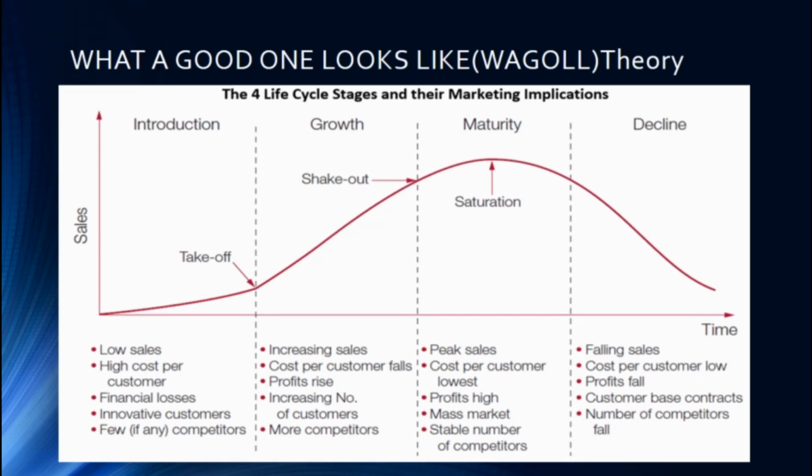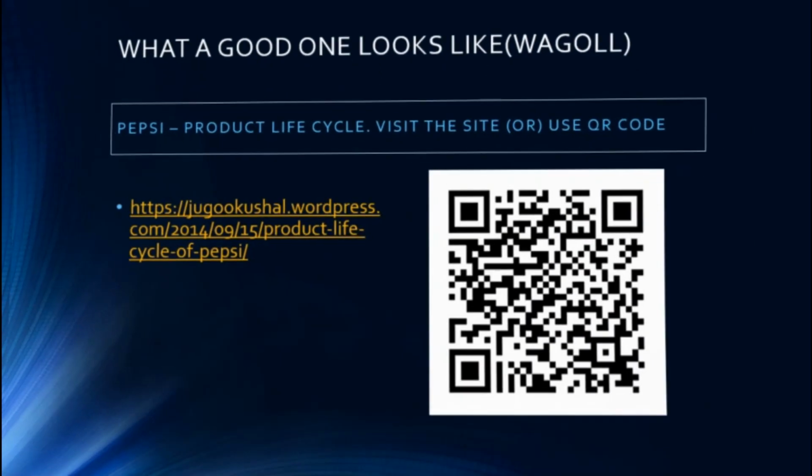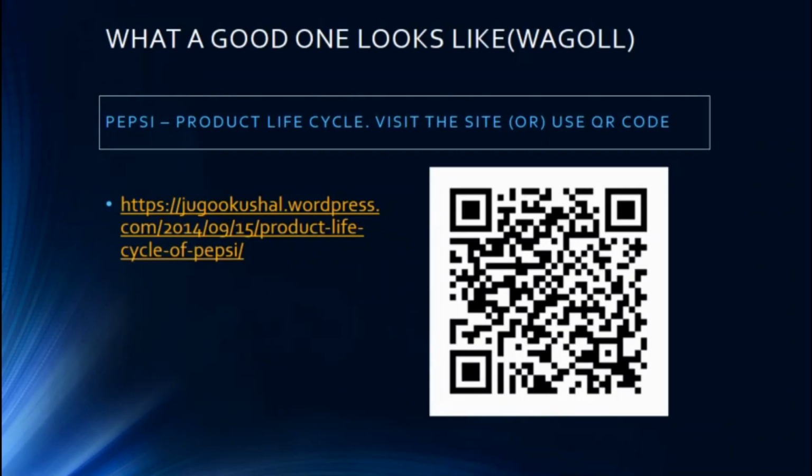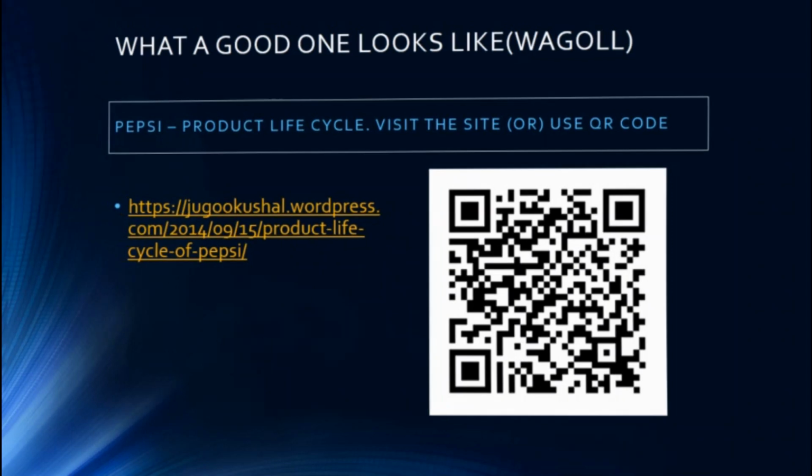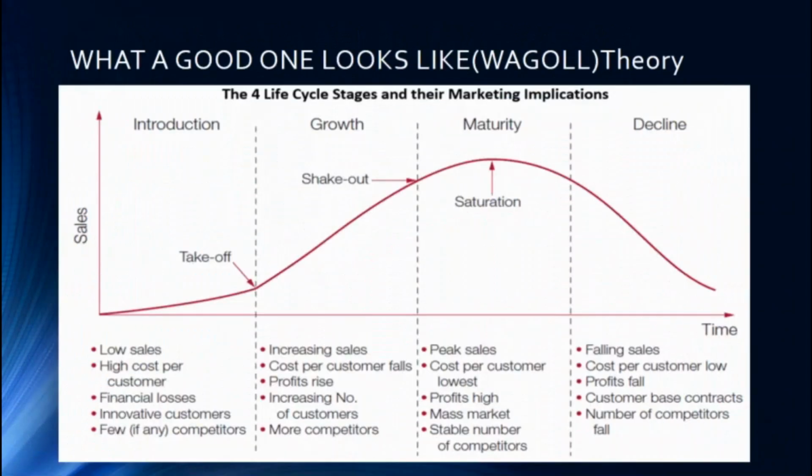Okay, this is the product life cycle of Pepsi. Visit the site or use the QR code, and you can refer to this and see what a good product life cycle looks like. Okay, this is one more example of what a good product life cycle looks like.